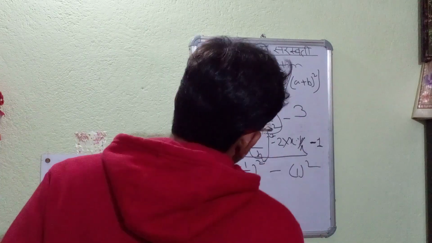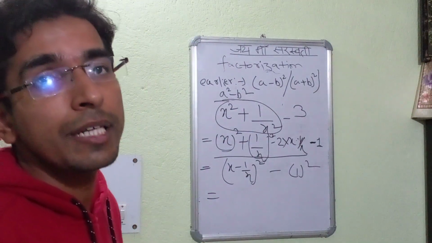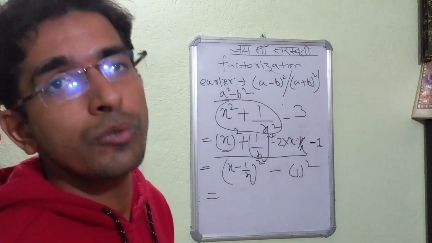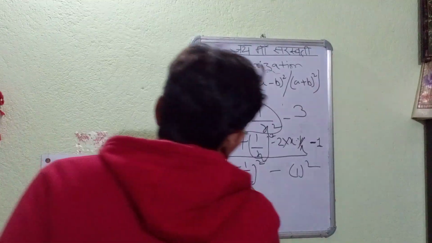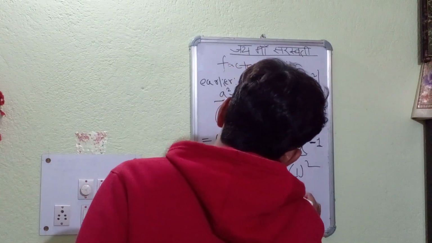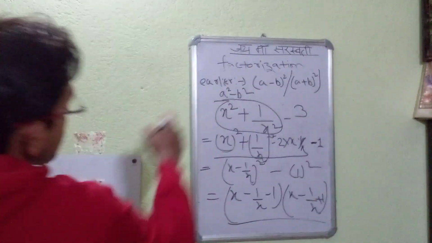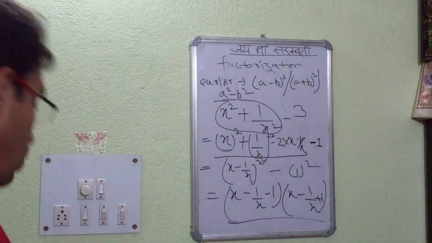So now this particular expression is coming in the form of a square minus b square. As we had already studied, a square minus b square is equal to a plus b into a minus b. So we will be writing this as x minus 1 by x minus 1 and x minus 1 by x plus 1. So these two are the factors of this particular expression.